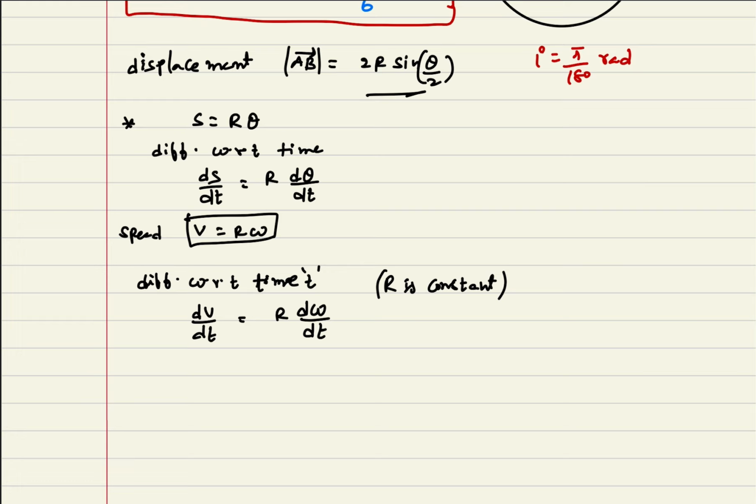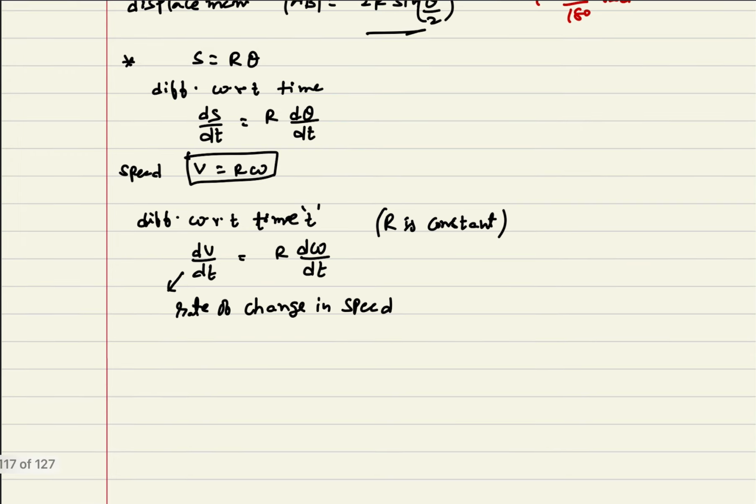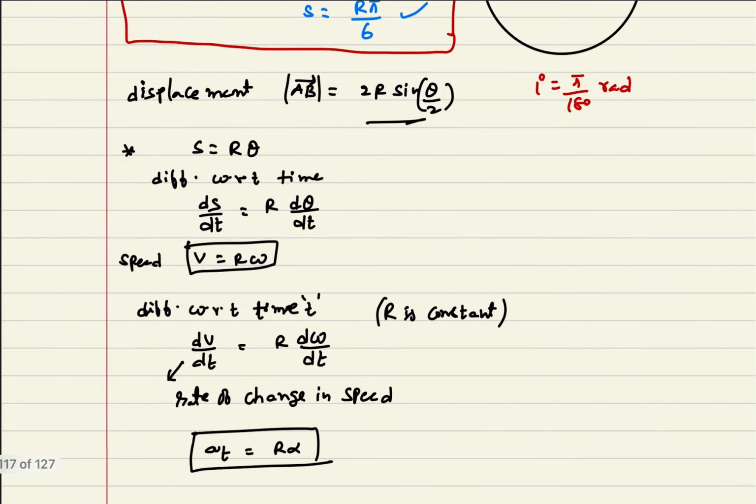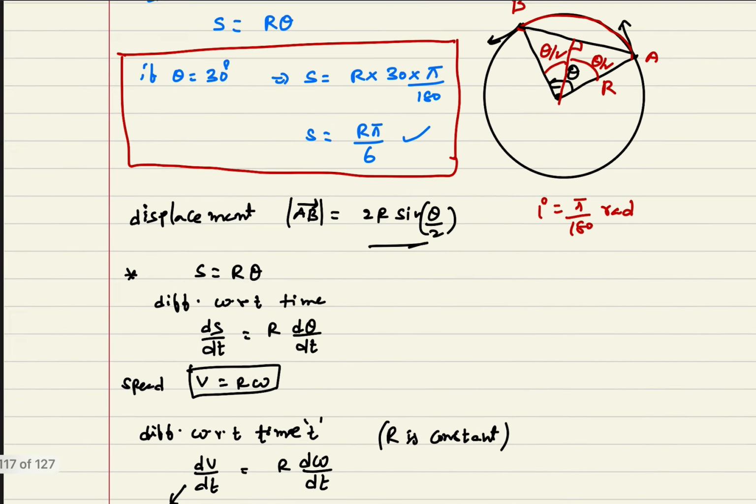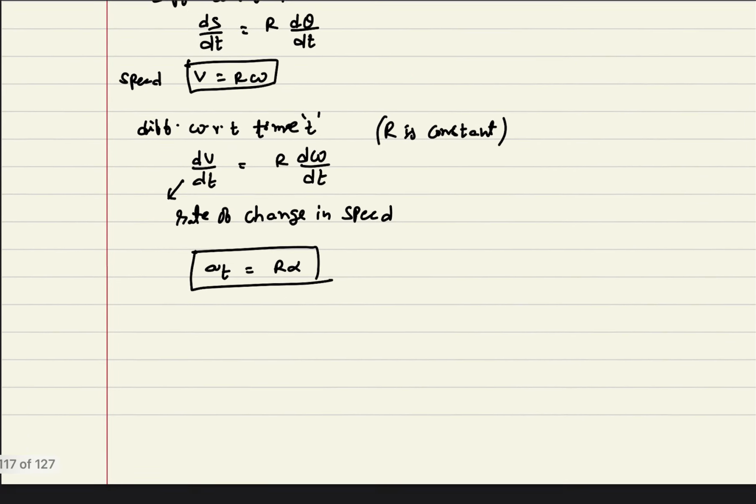Now you can see this is the rate of change in speed. So you can write tangential acceleration is equal to r into alpha. This is one more relation you can observe. These relations we can follow whenever a body is moving in a circular path.